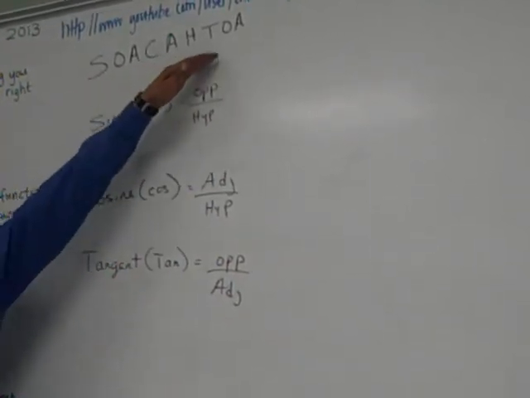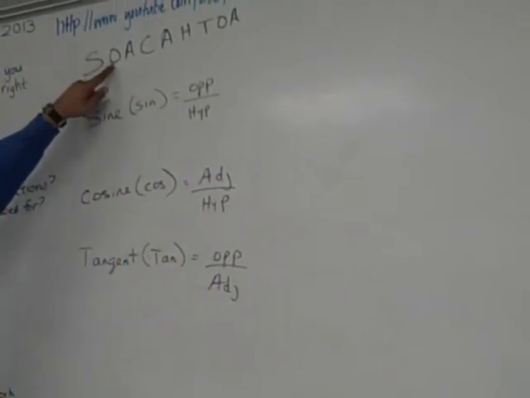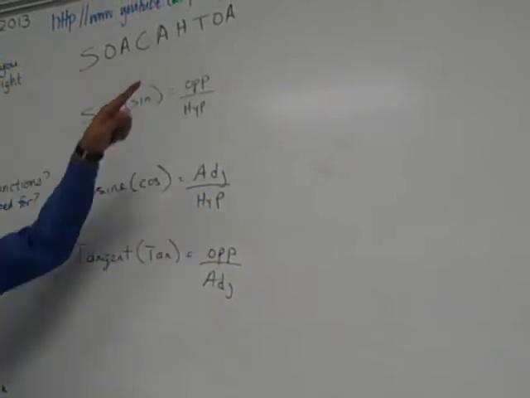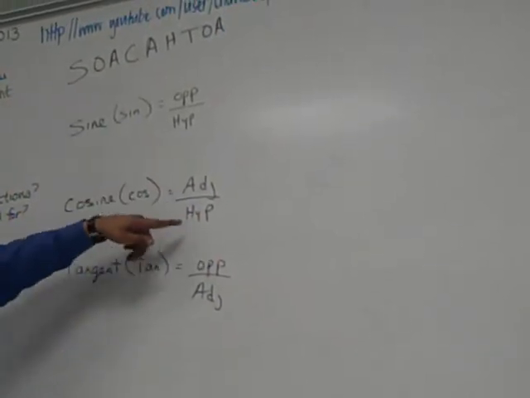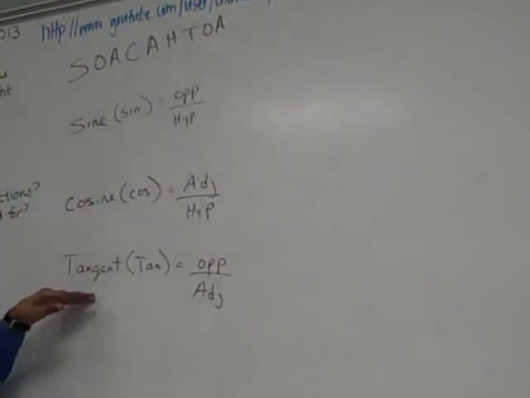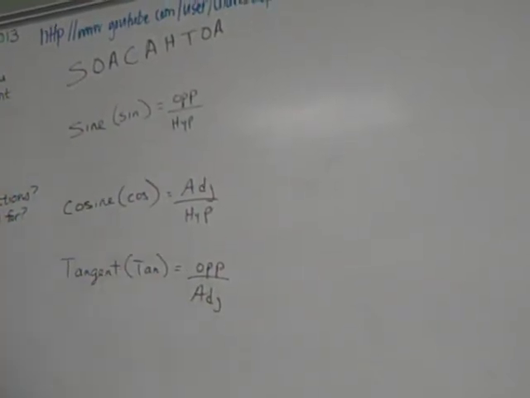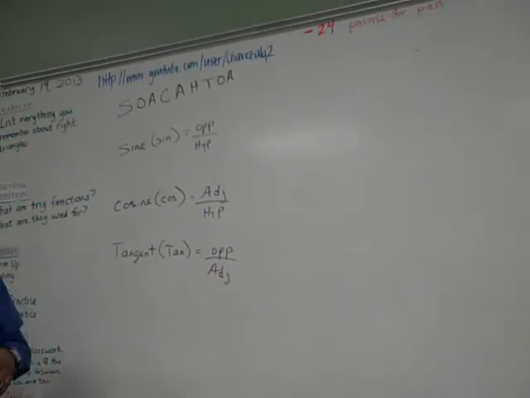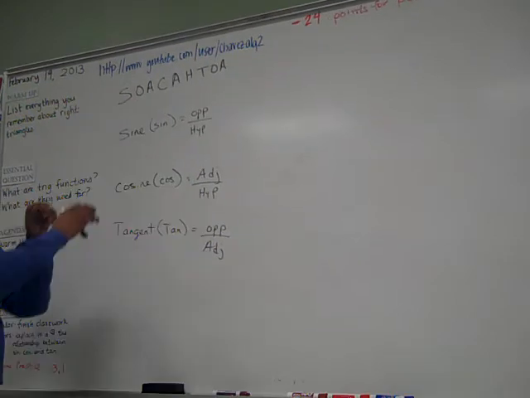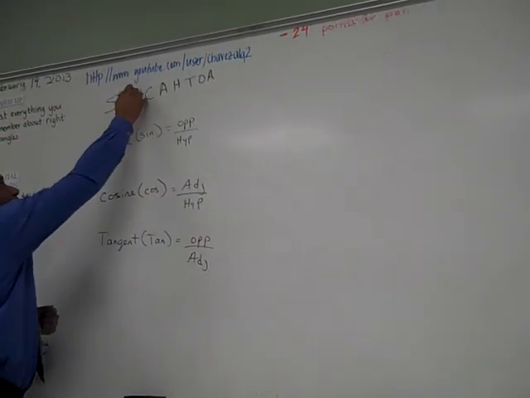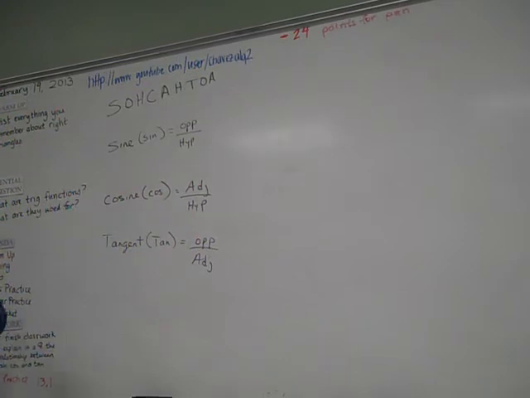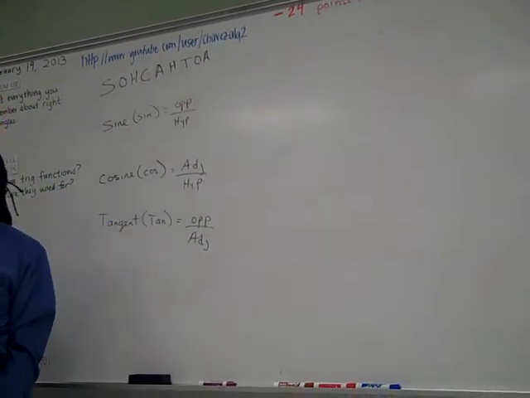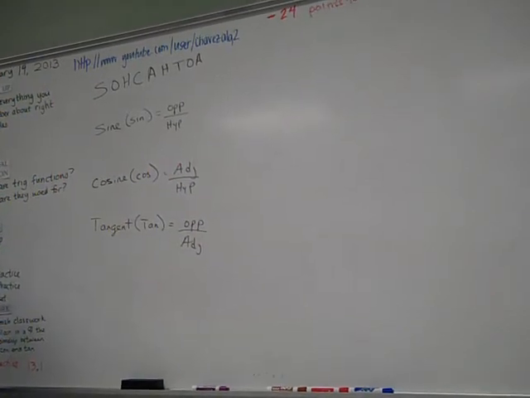SOHCAHTOA is a way for you to remember that. Sine, opposite over hypotenuse. Cosine, adjacent over hypotenuse. Tan, opposite over adjacent. Everybody straight with that? Good. Very good. Sine, opposite over hypotenuse, cosine, adjacent over hypotenuse, tan, opposite over adjacent. Okay? SOHCAHTOA.